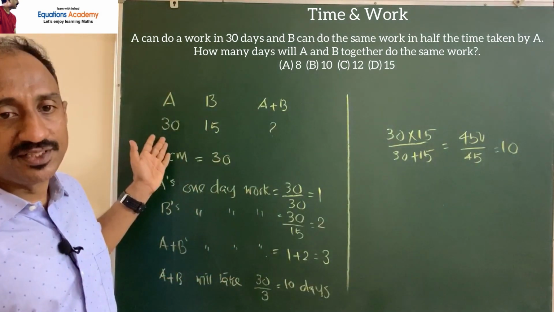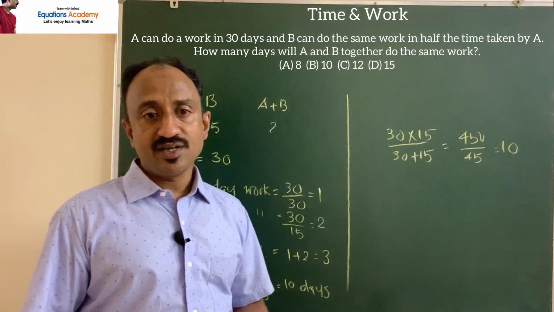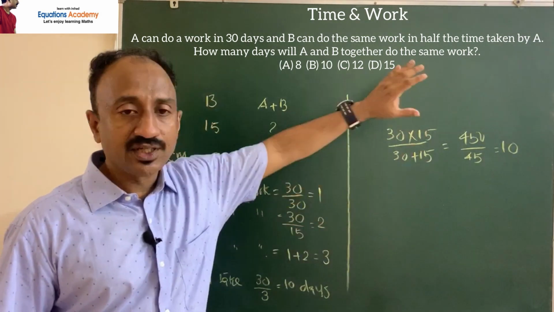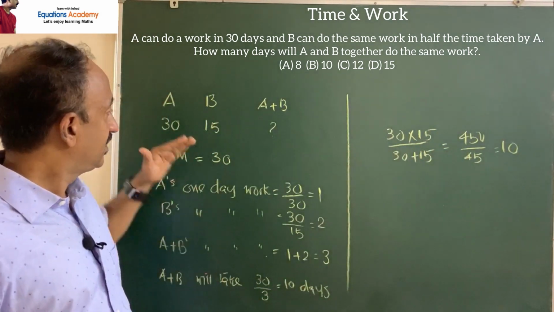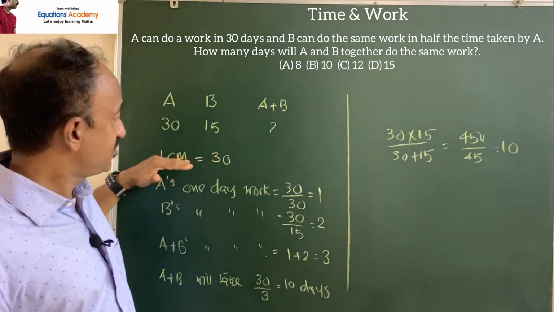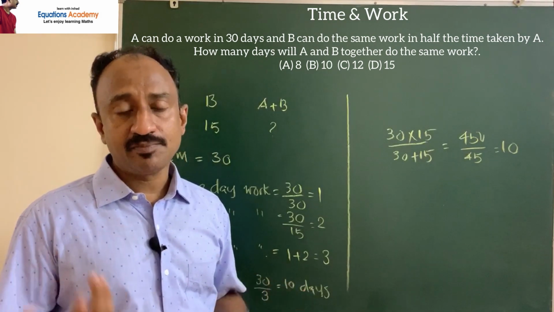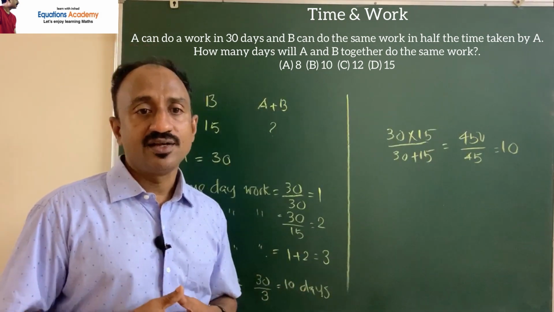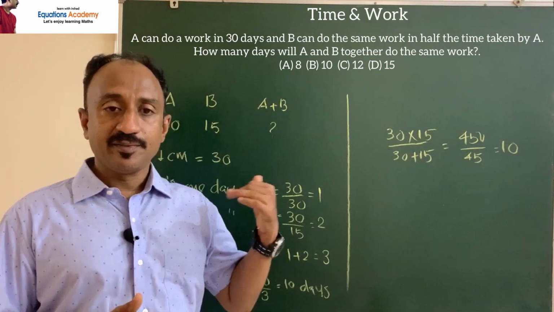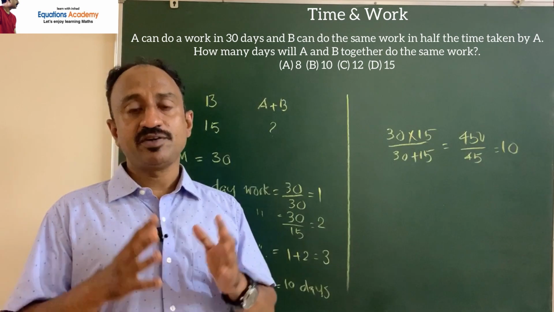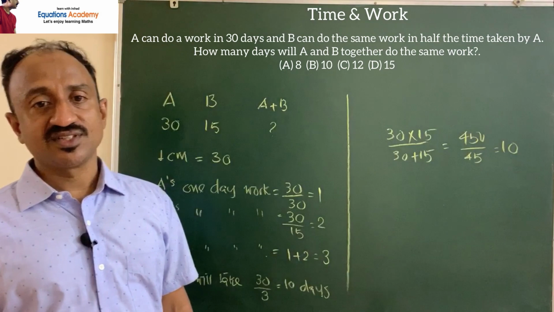So A can complete in 30 days, B can complete it in 15 days. So A plus B, how did we do it? Either you can do this method, this is very easy, or just learn the LCM method. 30 and 15, LCM is 30. A's 1 day's work will be total 30 units divided by the number of days, 30 divided by 30, which is equal to 1, and B's 1 day unit of work is, total unit is 30, 30 divided by B's number of days, that is 15, 30 divided by 15 is 2. So A's 1 day's work is 1 unit, B's 1 day's work is 2 units.